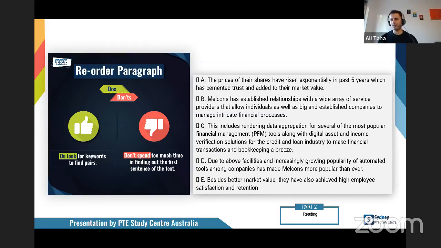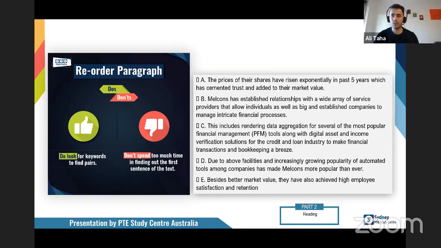Reorder paragraph, everyone's nightmare. I don't know why everyone considers this a nightmare. We do understand that you are the master in sharing the top tips, so please clear all our doubts. Okay, so for reorder paragraph, do look for keywords to find pairs. The first job you must do is to find pairs. This must be your main concern, finding two sentences in pair, because you will get 1 mark from this pair, no matter where you allocate it.